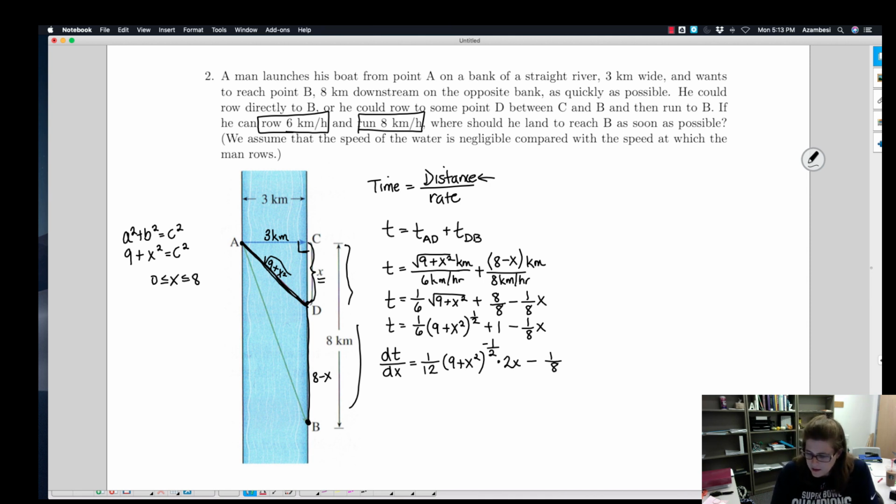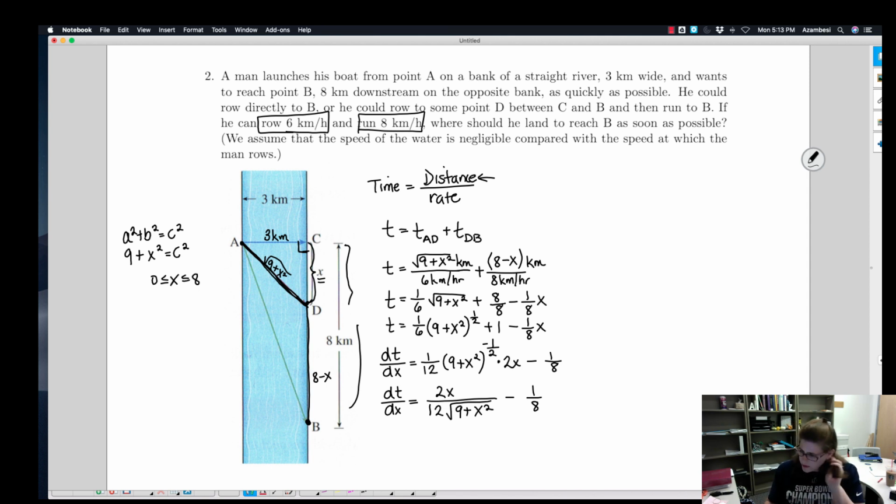All right, cleaning that up, dt/dx is equal to 2x on the top times 12 times the square root of 9 plus x squared on the bottom, minus 1/8, and that's what we have. All right, now working through my derivative, if I want to find the actual maximum value, then I need to set that equal to 0.